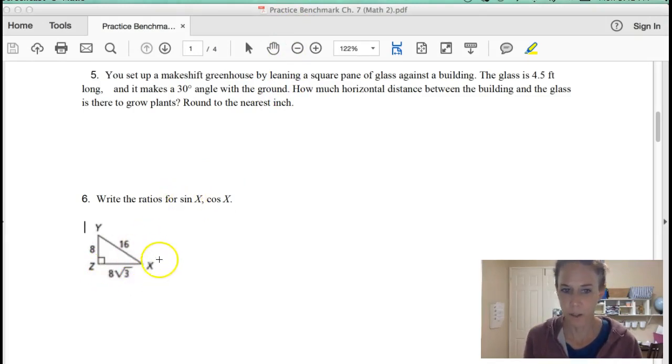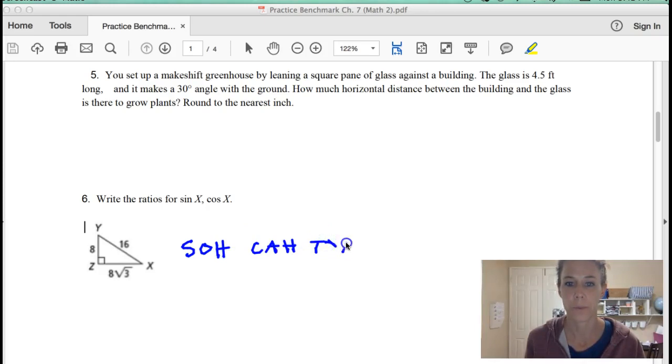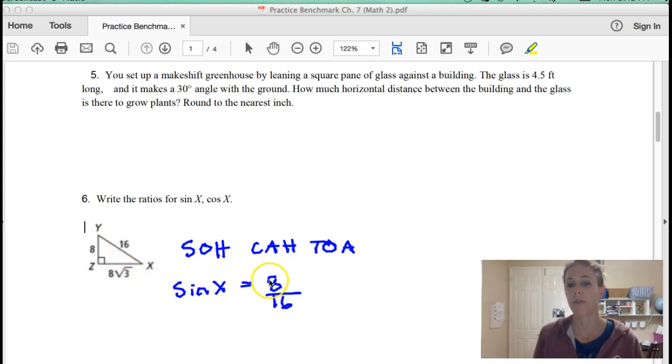All right, so here's the angle x. For sine of x, remember SOHCAHTOA, S-O-H-C-A-H-T-O-A. So let's look at x. If we want the sine, we want the opposite over the hypotenuse. So sine of x is going to equal the opposite side, which would be 8, over the hypotenuse, which is 16. So sine of x is 8 over 16. If you want to reduce that to 1/2, that works too.